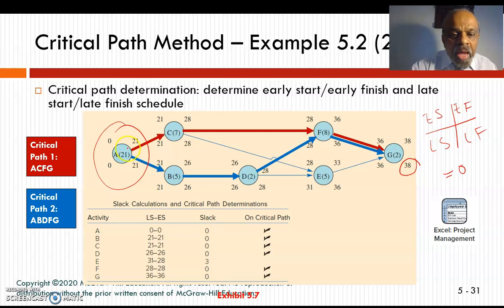So between A and B and C, between A and C, I have 21 minus 21, 28 minus 28, 0. 26 minus 26 is 0. 21 minus 21 is 0. How do I do that?